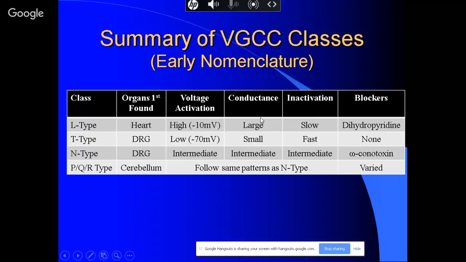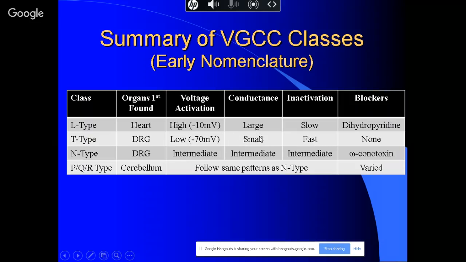So this is the way things would have looked 15 years ago, maybe. And here are the organs where they were first found. Notice the voltage of activation; the reason that I keep this slide here is that it shows you that they have different voltage activations and different conductances. An L-type channel has a very high voltage activation. You don't open this channel until basically the action potential has already started in a neuron, and that's just the way it is. So this is minus 10. Minus 70 is the normal resting membrane potential in the nervous system. The T-type channel is active down here at that resting membrane potential, right at baseline.